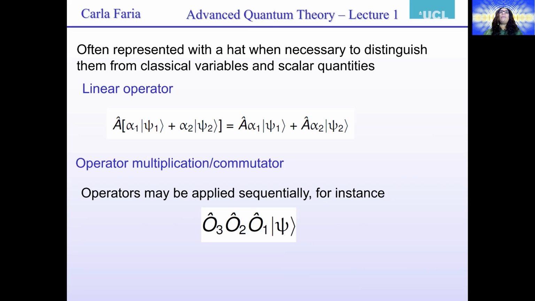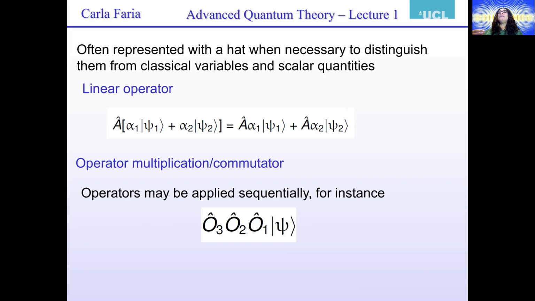This is a linear operator. This is not always a linear operator, but if you want to define a linear operator, you have to guarantee that this property below holds, which is linearity.